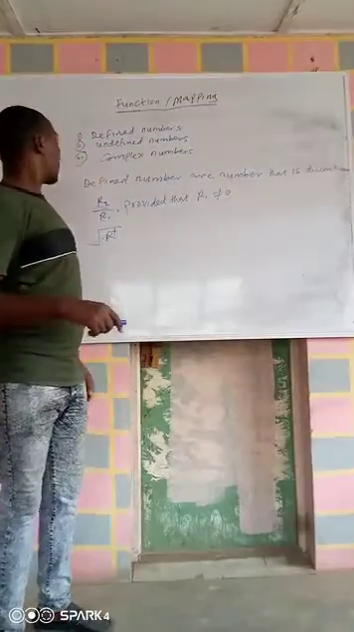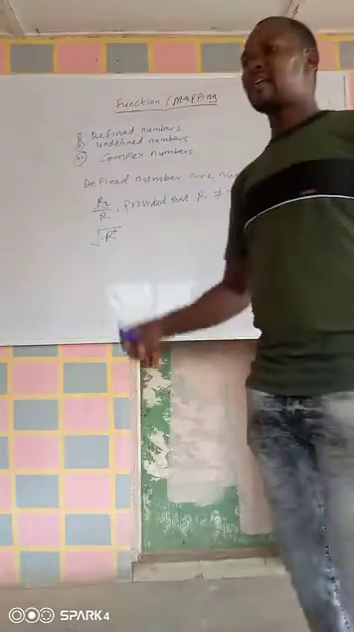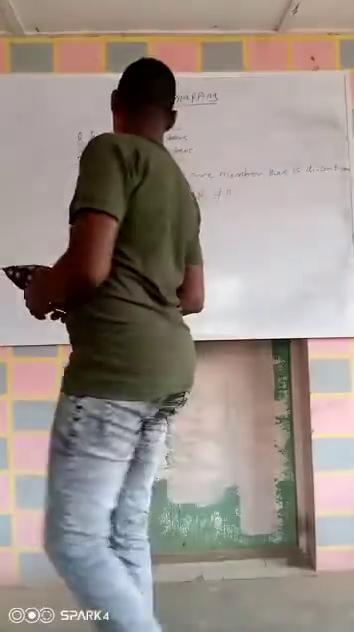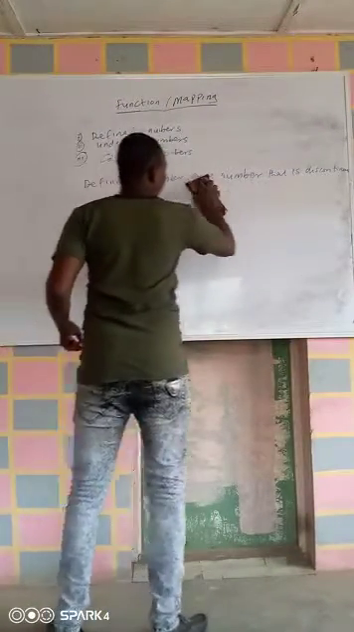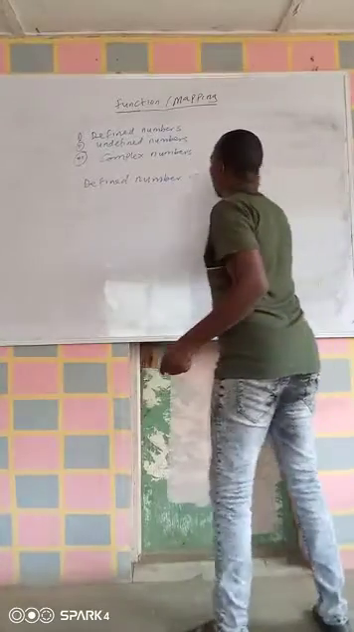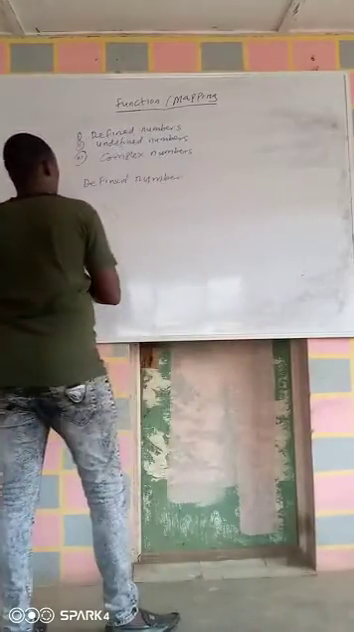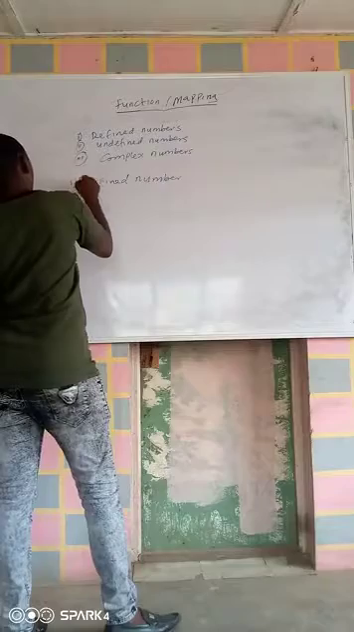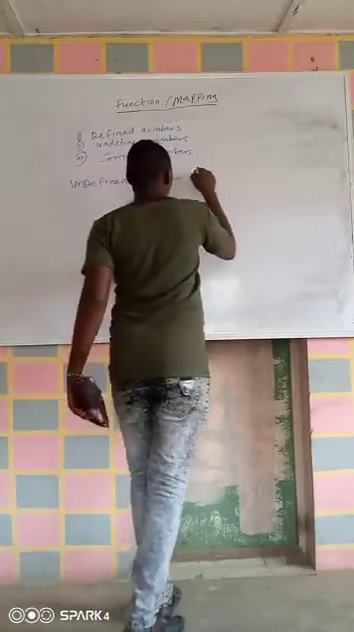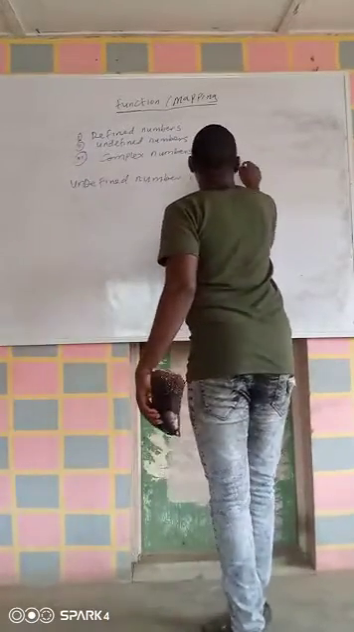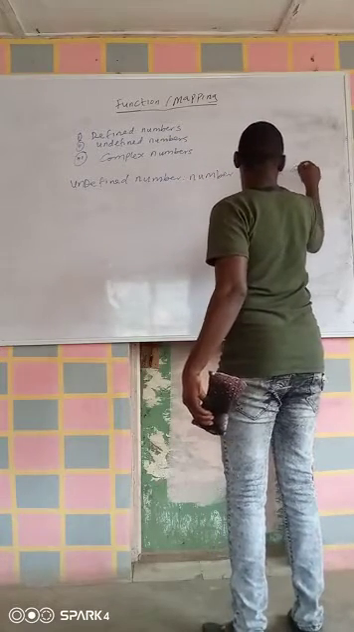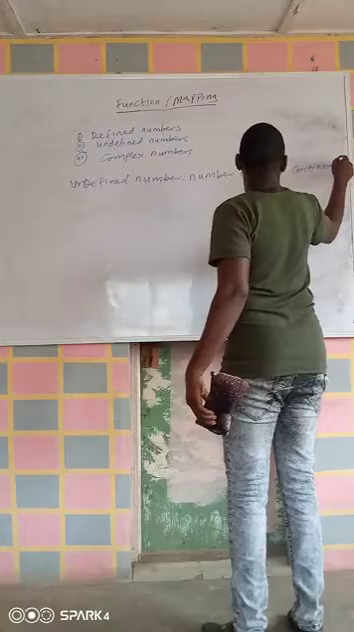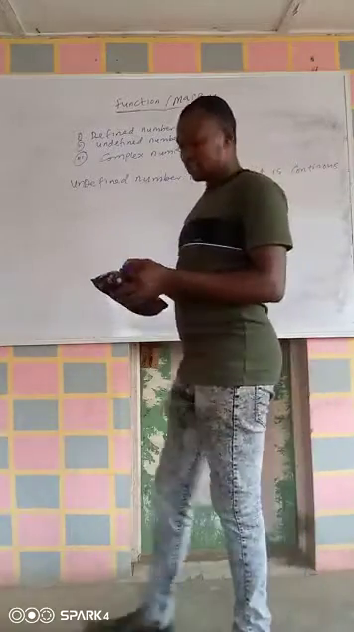So we can also have undefined numbers. Undefined numbers are numbers that are continuous. Numbers that continue are undefined numbers. So a number that is continuous is undefined.